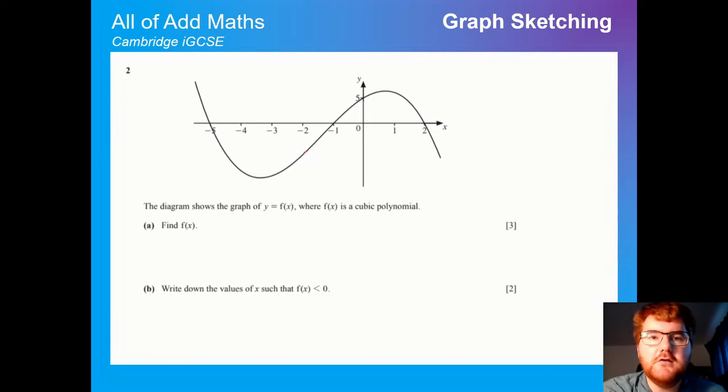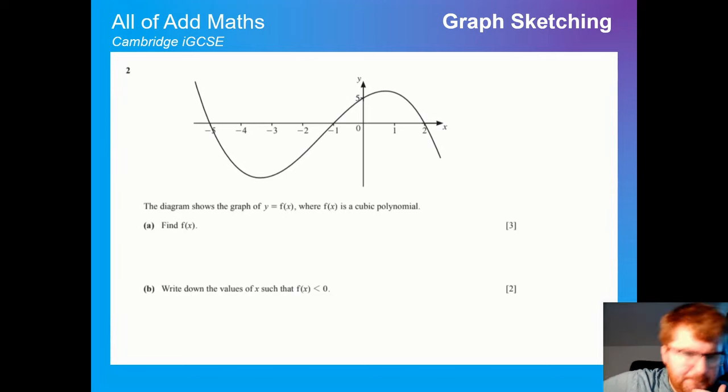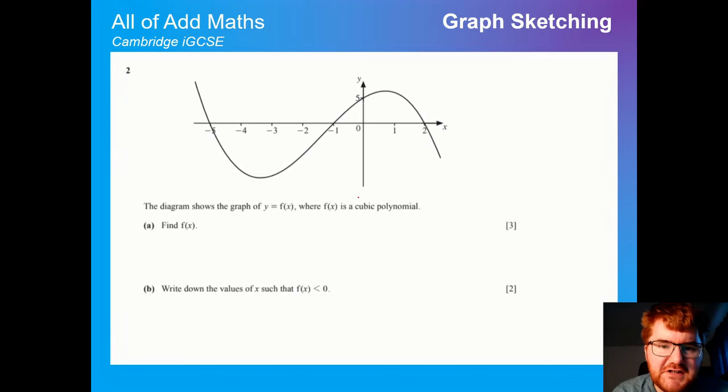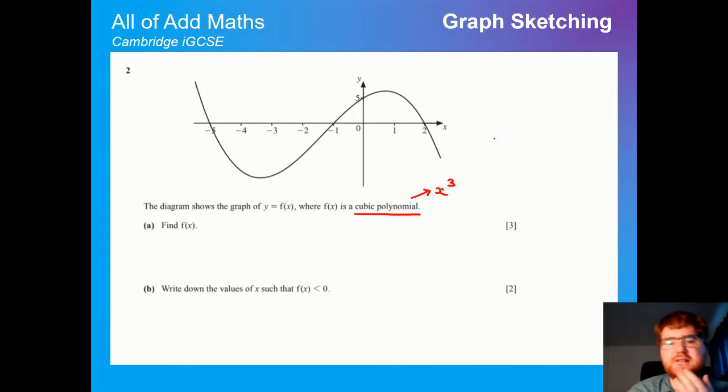Okay, and on to graph sketching. This is a small section of this video, but very important to pick up those easy marks at the start. And again, I'm going to go through 2 fairly straightforward questions here. So we've got a graph which is a cubic polynomial. So as soon as you say cubic, you notice it's going to be with x cubed in some way, and we need to find what the function is.